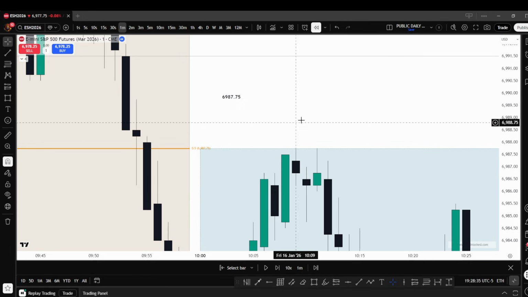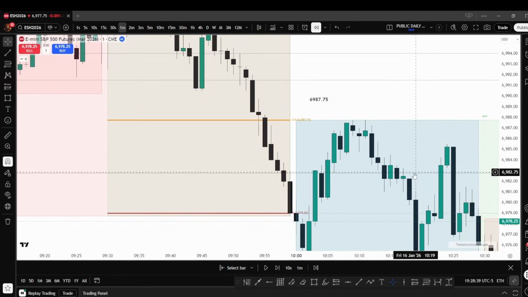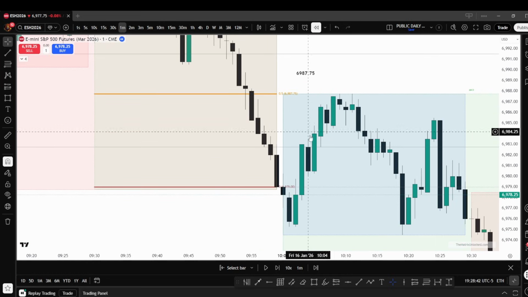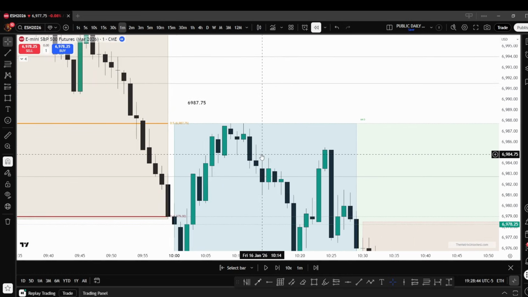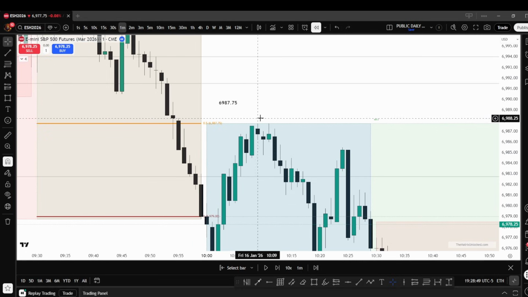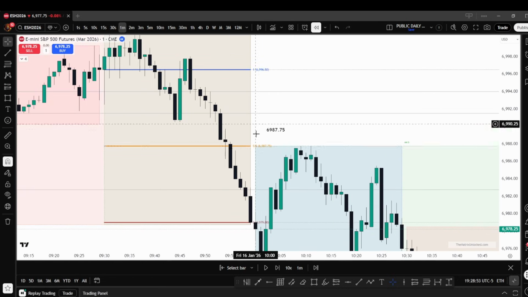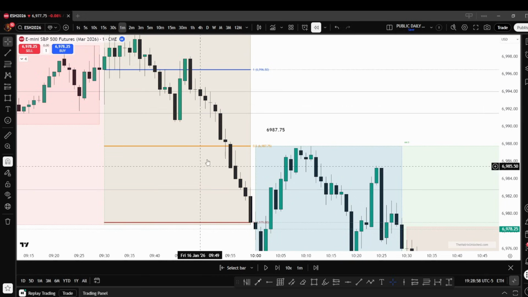6987.75. Bear in mind that I already anticipated Asia low to be used as resistance. So how high can it go? Where would I ideally want it to go? Is the OTE, so the 50% fair value of the previous candle's range.